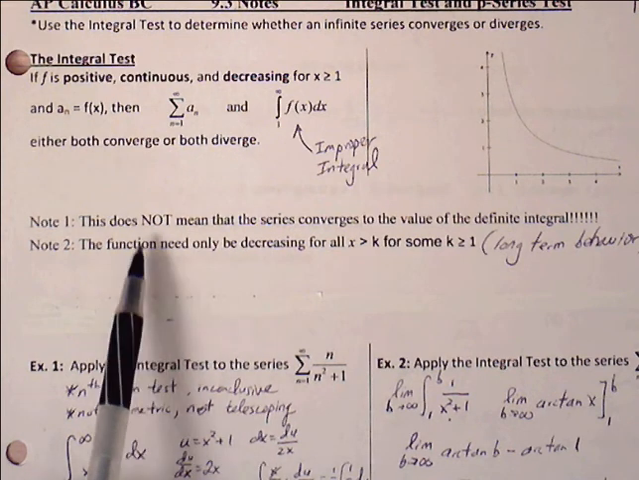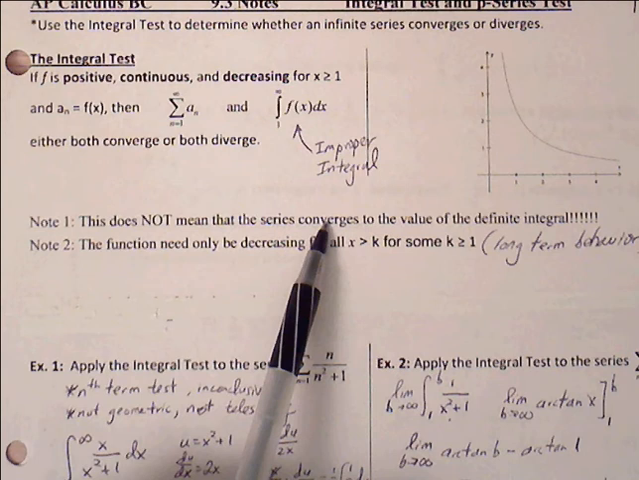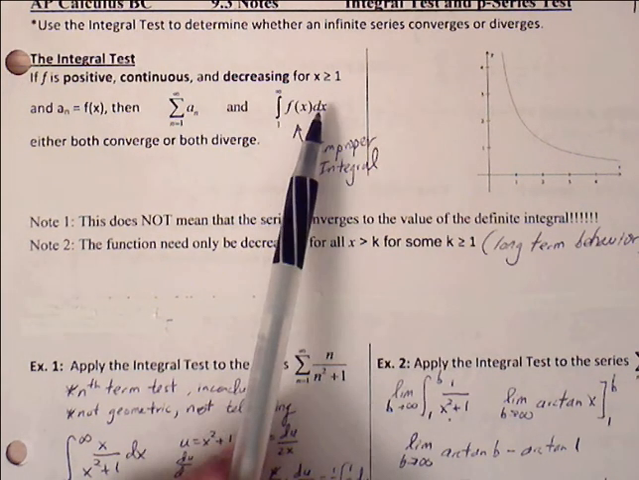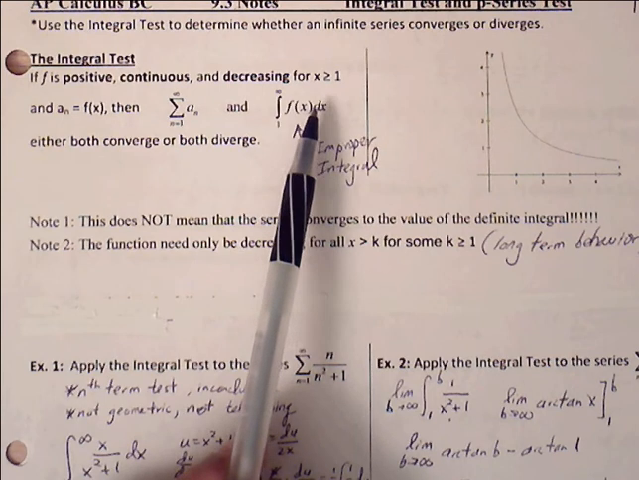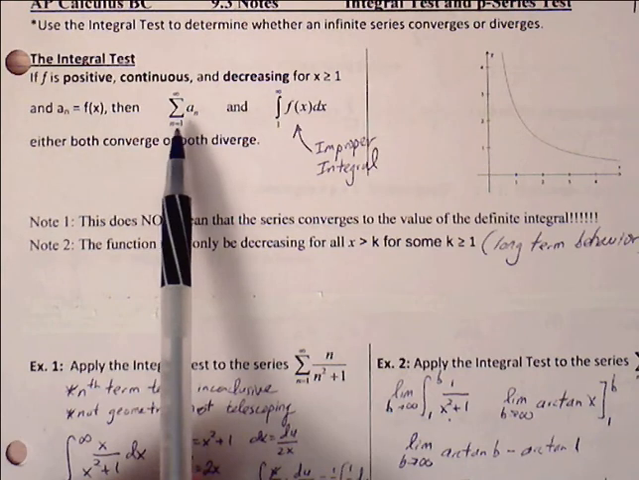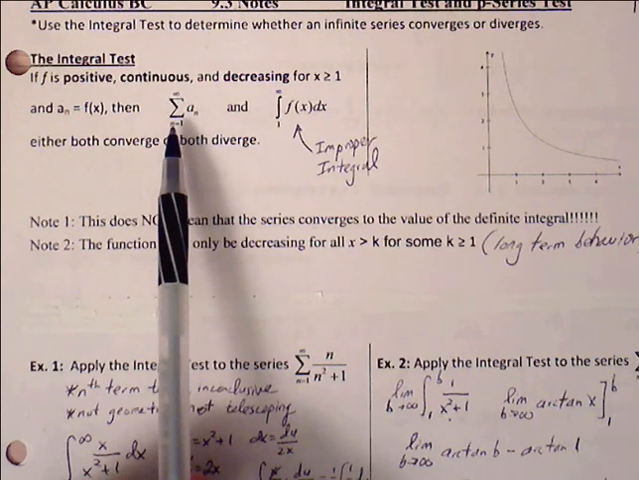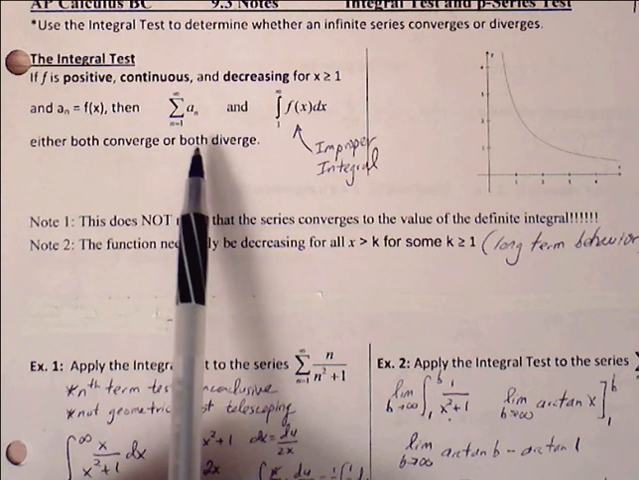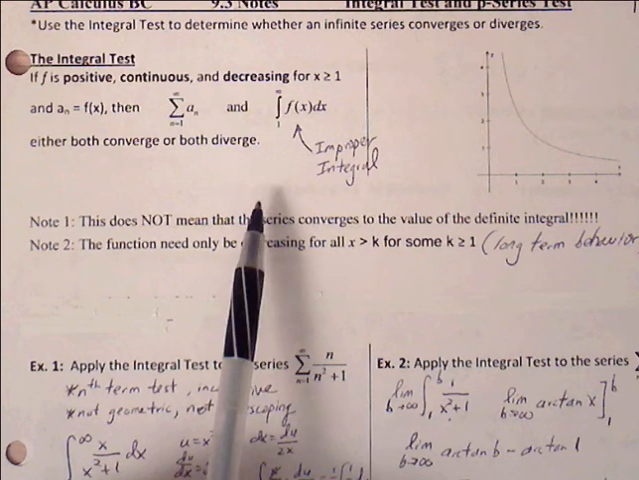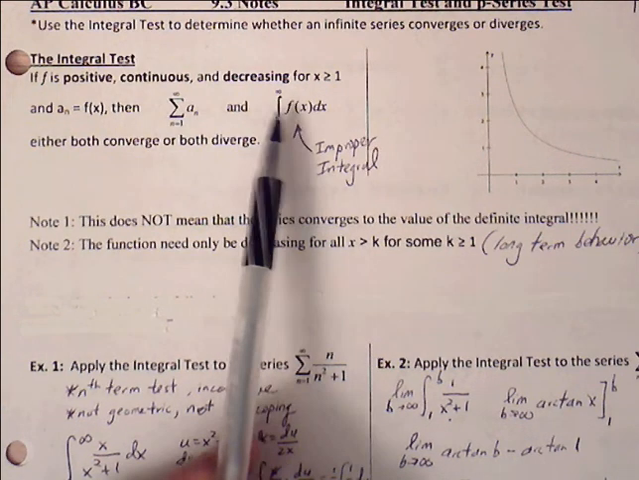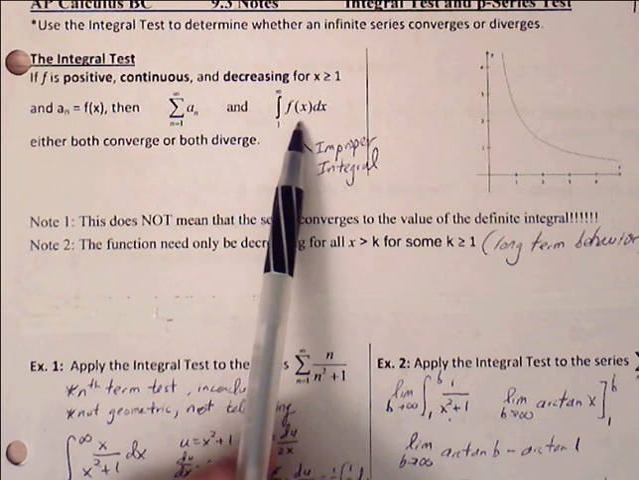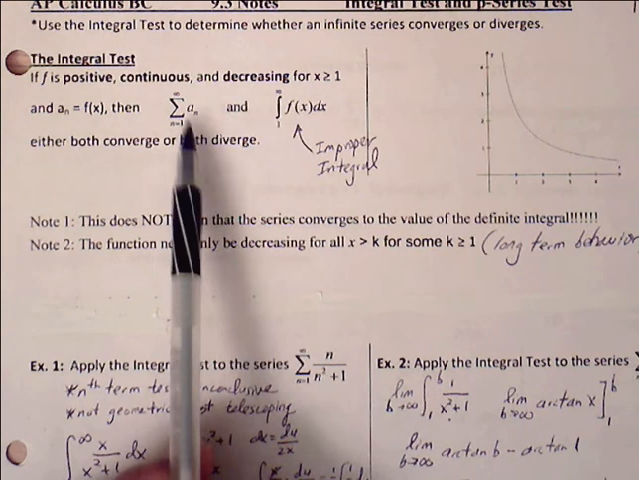However, a couple of notes here. This does not mean that the series converges to the value of the definite integral. So whatever the result of this is, it does not correspond to the actual value that this series will converge to. Okay, it's not as clean as the geometric series, where we can determine that the series converges and figure out the sum that it converges to. In this case, this test is only good to determine whether this series will converge or diverge.